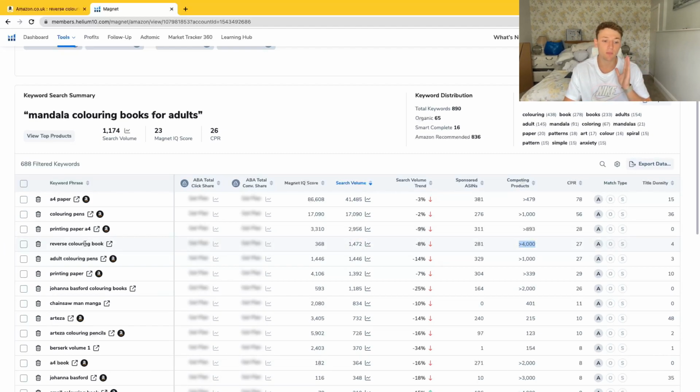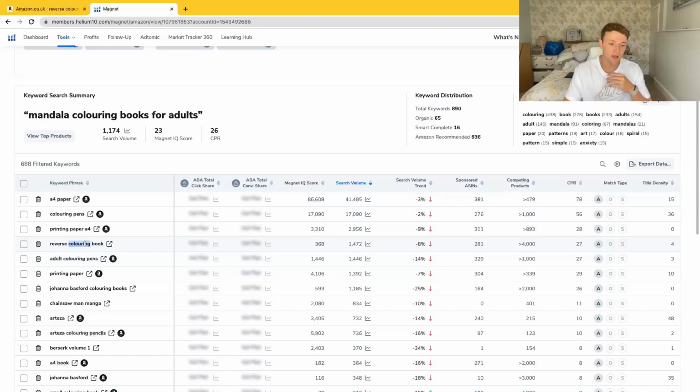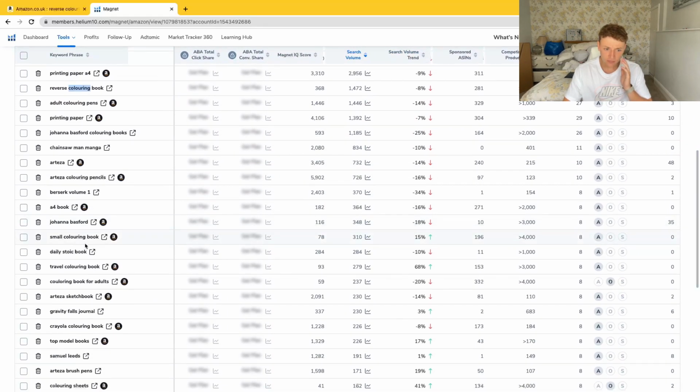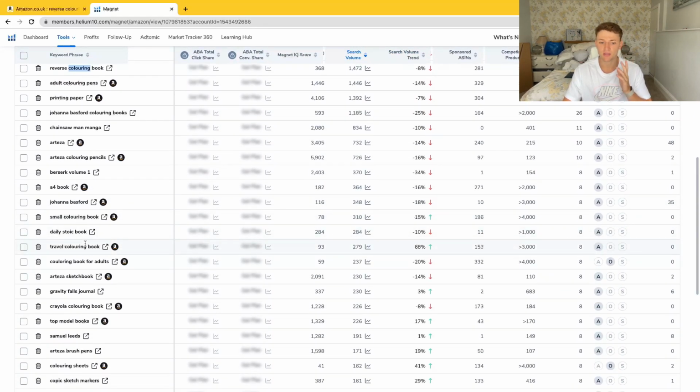But one thing is definitely worth remembering. Don't put something like reverse coloring book as a keyword if your book contains no reverse coloring book pages, because it's just misleading and it's going to put the customer off, and Amazon don't like that. But just basically keep making your way through all of these different keywords and you will eventually find some things that you can put in.